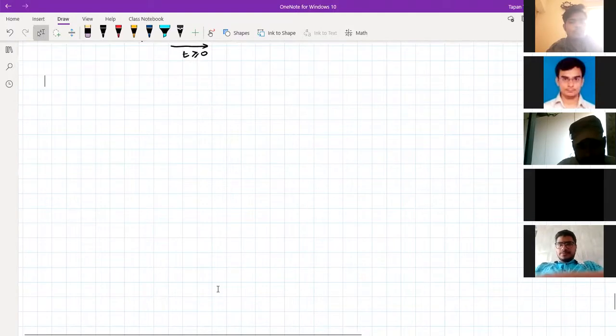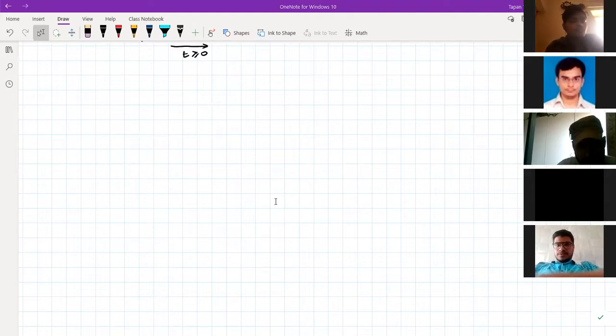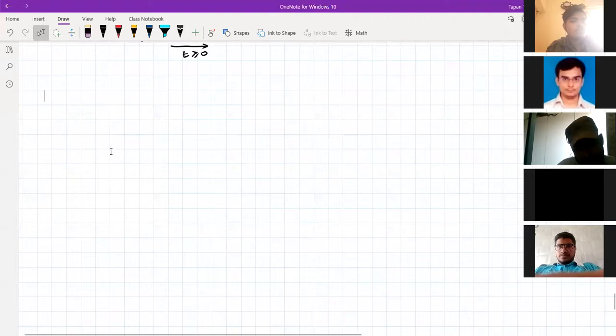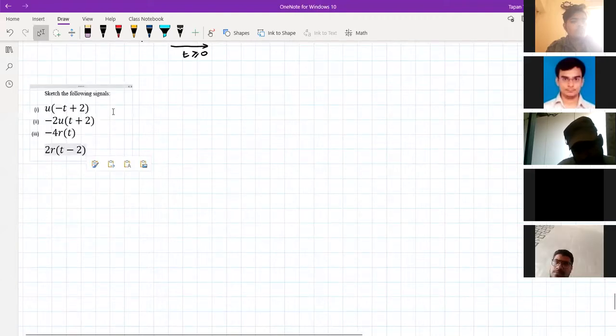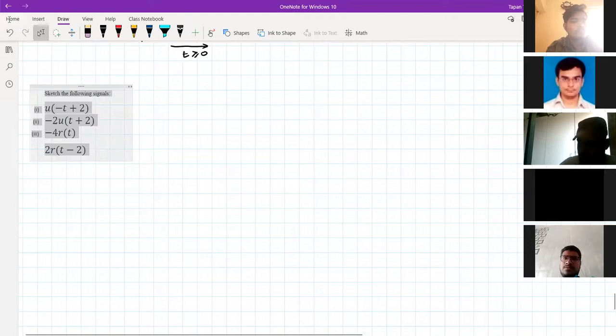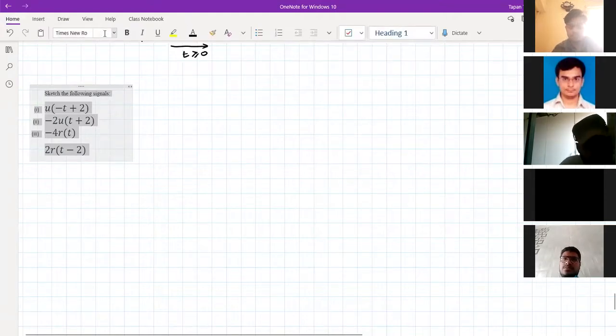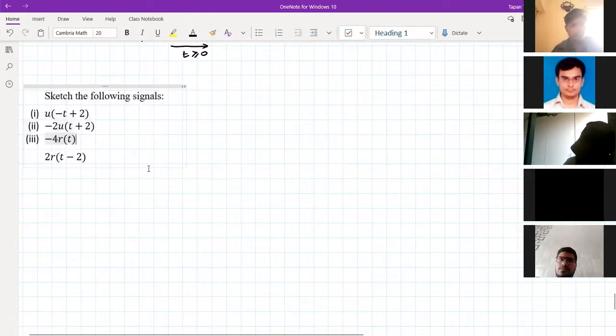So this was a quick review of the previous session. Fine. Now today I will ask you to sketch different signals, and you only need to apply some basic operations. Here it is. Fine. Starting with u of minus t plus 2.